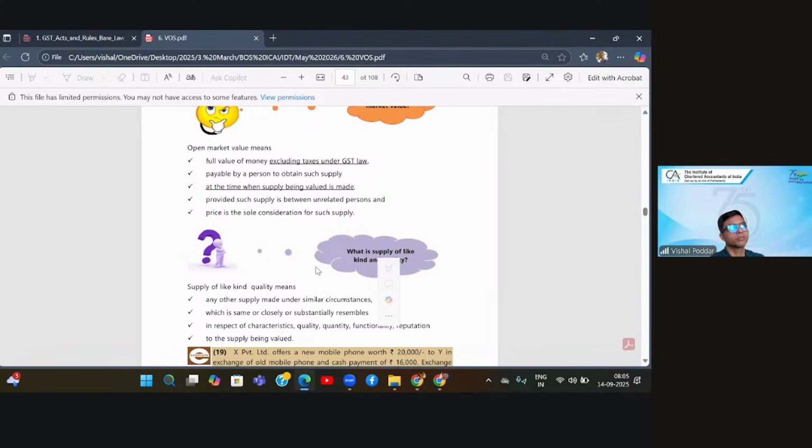Sir, in this example, open market value will be 25,000, excluding the GST, which is payable by the recipient of service, means who is receiving the service of ITR services. And both of those persons are unrelated. So you are saying that open market value is available and I will go by A only. Yes, sir. Okay. And both of those persons are unrelated, and price is also the sole consideration. But how did you find out this 25,000, beta?